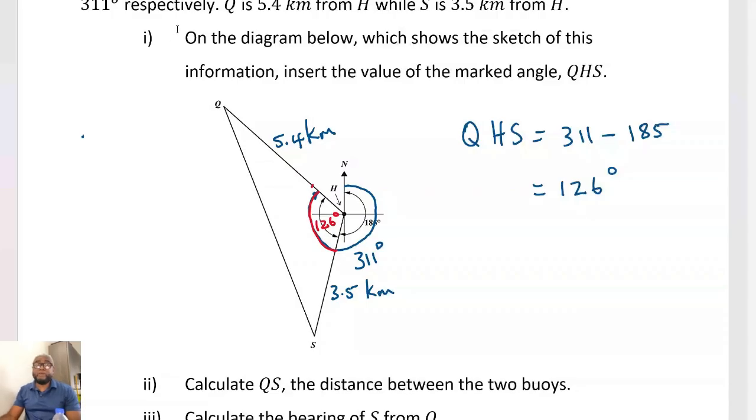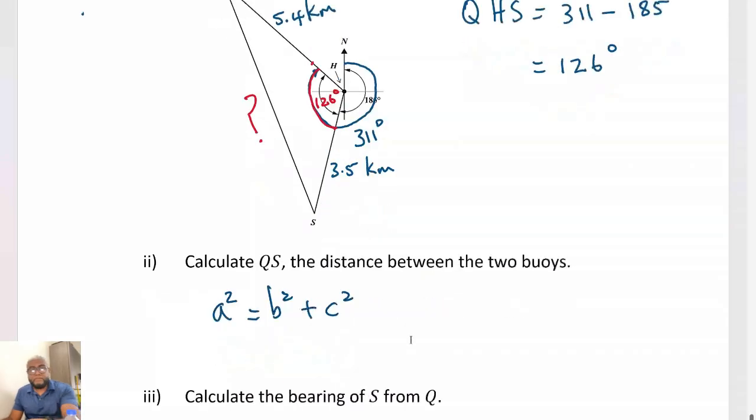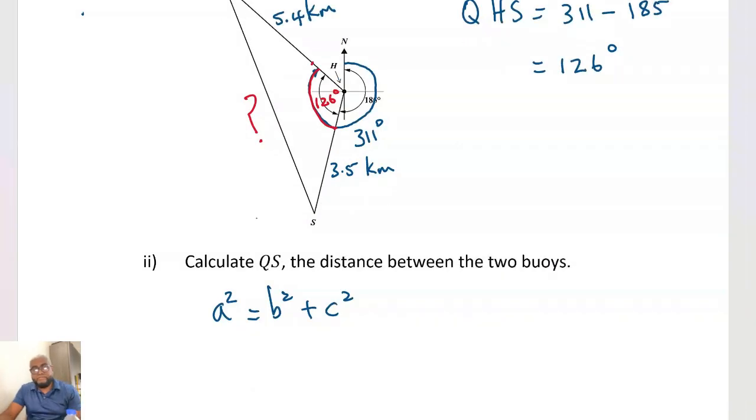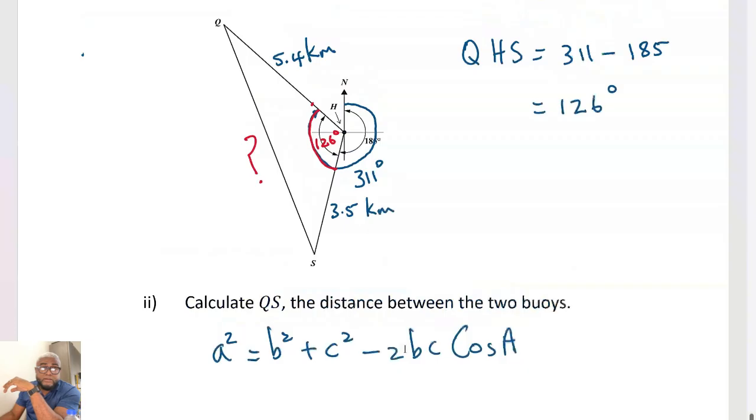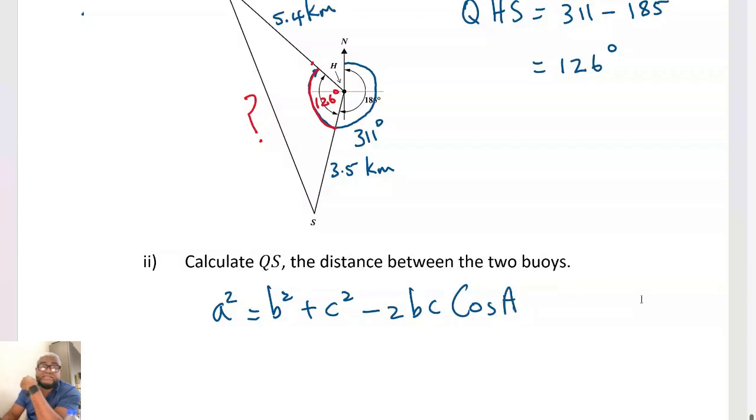Ask all the questions. Liam, you here? B squared minus 2BC cos of capital A. Everybody with me here? We have this triangle here. We want QS. We have one angle and two sides, and we want the third side. What's the label for the side we're trying to find?